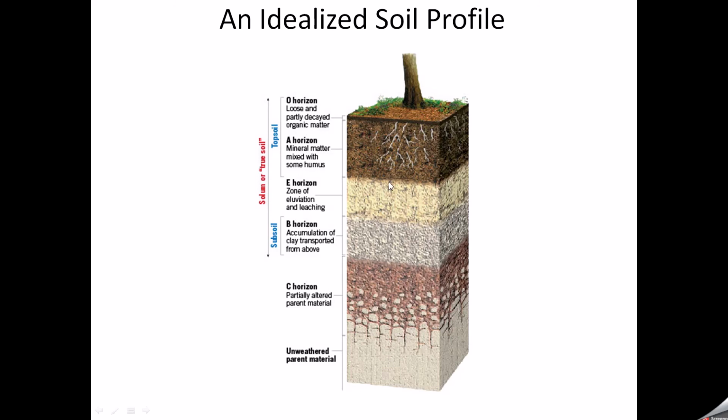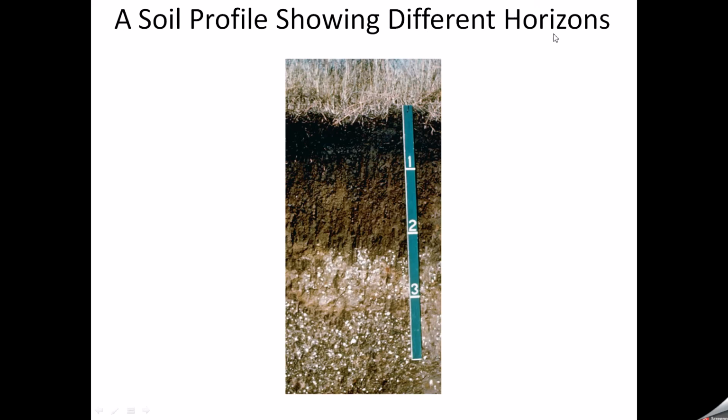So this is the full soil profile: an altered bedrock, clay materials, the eluviation and leaching zone, and then the next horizon is the mix of minerals and organic material called humus. And then the very top, the very dark one here, is just partly decayed organic material. And they're called Zone C, Zone B, Zone E, Zone A, and Zone O. This is the soil profile showing different zones.